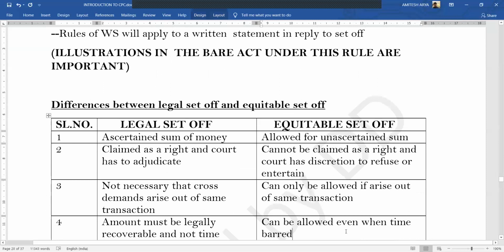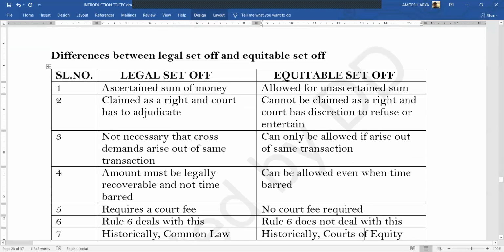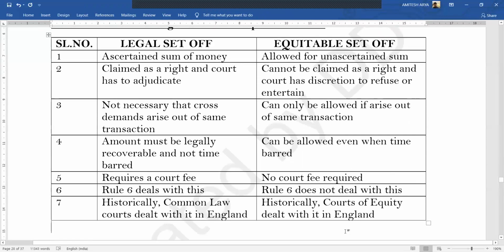Now there are 2 types of set offs, that is legal set off and equitable set off. There are 7 differences here. Legal set off, as we know, is for an ascertained sum of money. Equitable set off is also allowed for an unascertained sum of money. Legal set off is your right. You can claim it as a right. You can go to court and say, yes, I want to set off this and this amount.